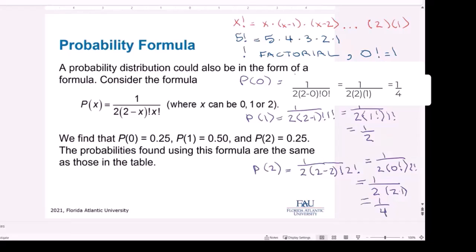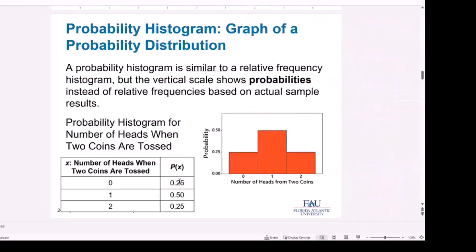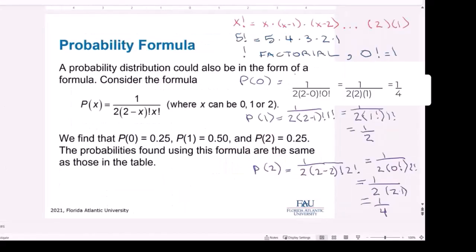Now we have probability of 0 heads is 1/4, 1 head is 1/2, 2 heads is 1/4, which is exactly the same as my numbers here, 0, 1, 2. There's our 3 different ways we could find it.